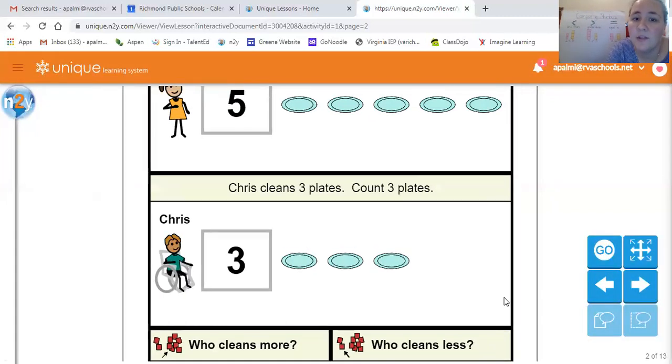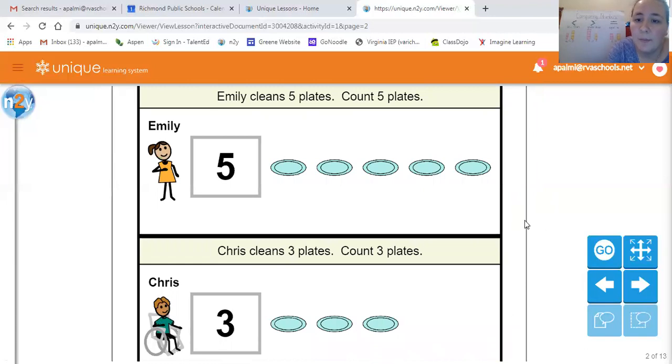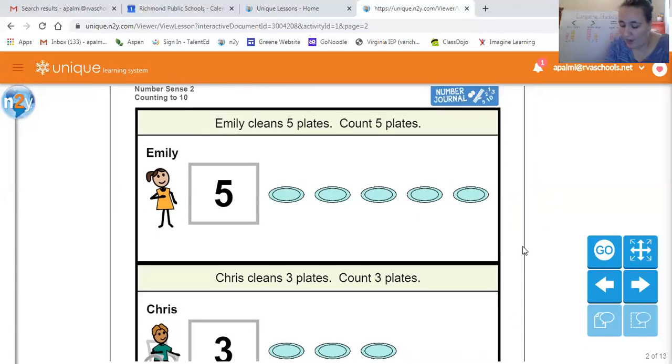Let's go to our next problem and see what's happening. So we have our friends Emily and Chris again, but now instead of using trash bags, they're going to use plates. So we're going to use the same colors that we used before. So for Emily, we're using the green blocks. And what's that number next to Emily's name? What number of plates does she have?